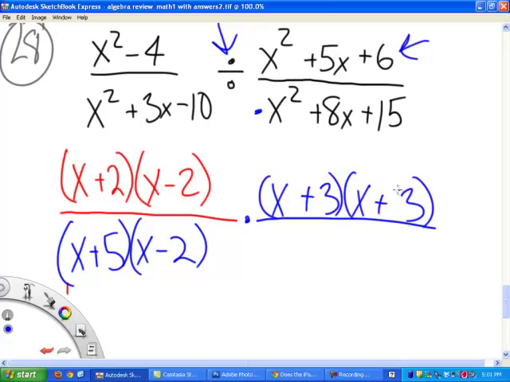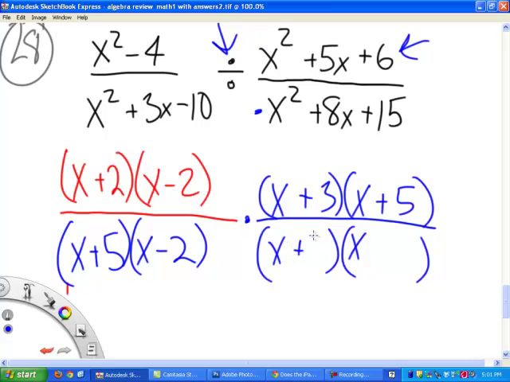So they're both positive. Looks good so far. Now this is going to be going on the bottom. Two numbers that multiply to 6 and add to 5. It's going to be 2 and 3. So x plus 3, x plus 2.